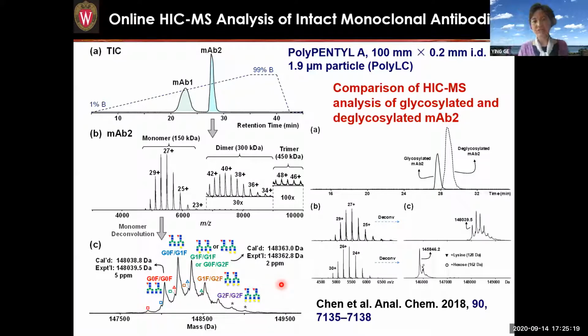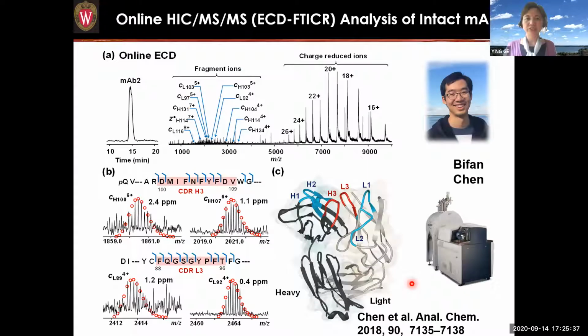Also can achieve those, deglycosylation and separate them under mass spectrometry in the HIC MS. So you can see both the glycosylated form and also deglycosylated form. Okay, so using FTICR with ECD, we are able to achieve a good fragmentation of the intact monoclonal antibody and probe this drug binding region.